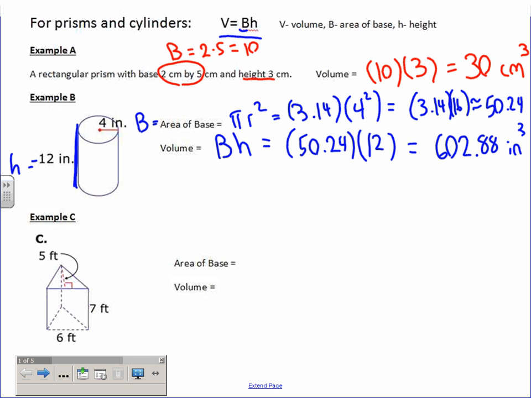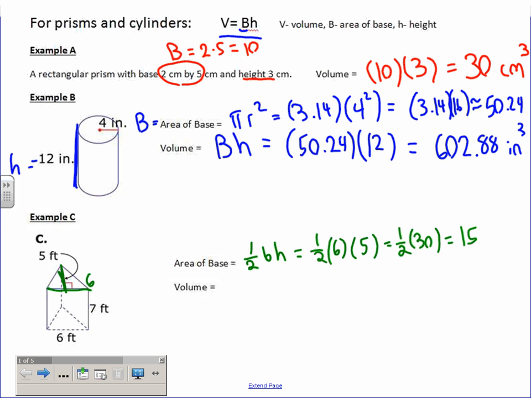Now example C, area of the base is going to be, it's a triangle, so we have to do 1/2 times base times height. Notice this little b stands for the base of the triangle. So if I look at this triangle, there's the base, which is 6. So it's going to be 1/2 times 6 times the height of the triangle right there, that perpendicular line, which is 5. So 6 times 5 is 30. So now I need to do 1/2 times 30, which is 15. So the area of the base is 15 square feet.